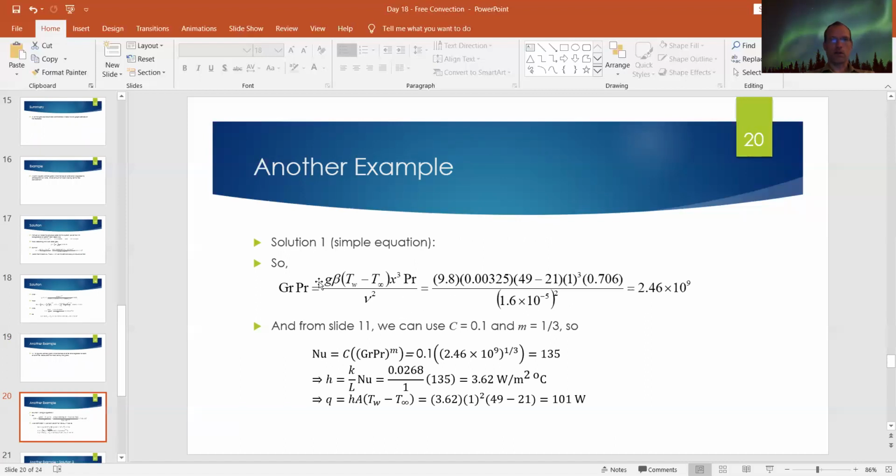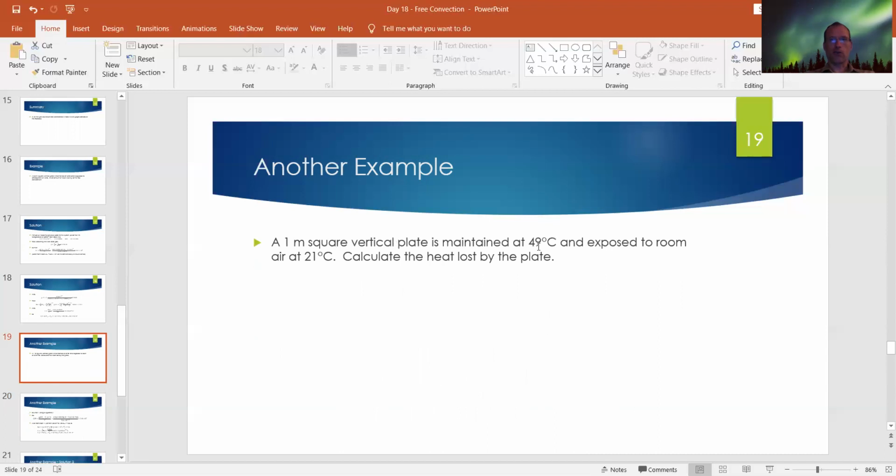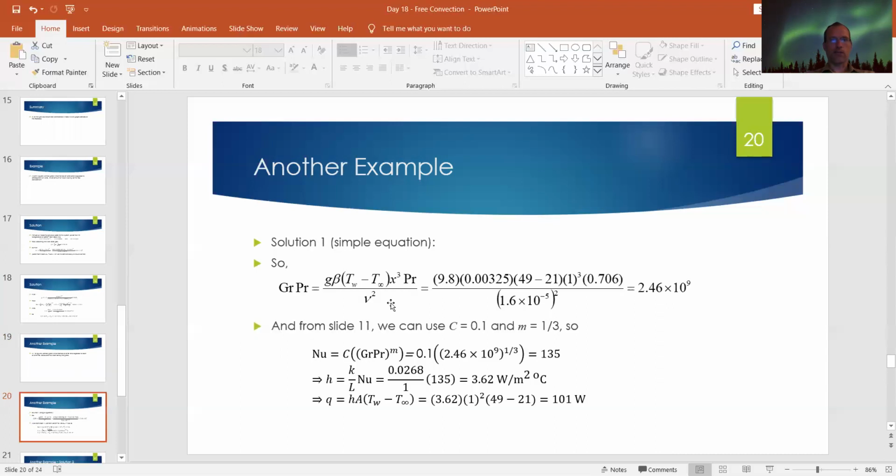I feel like I'm missing a slide. So I have 9.8 for the Grashof number, beta, again, 1 over the film temperature in Kelvin. So this guy has a temperature of 49 and air is at 21. So film temperature there would be 35 degrees Celsius. In Kelvin, that's 308. So 1 over 308 would give you 0.00325.